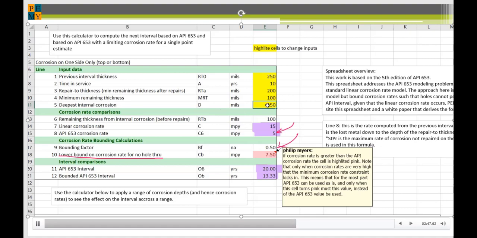Let's go to 200 mils of corrosion, and now we see that the lives are quite different: 20 years for API 653 and 10 years for the bounded corrosion rate method.